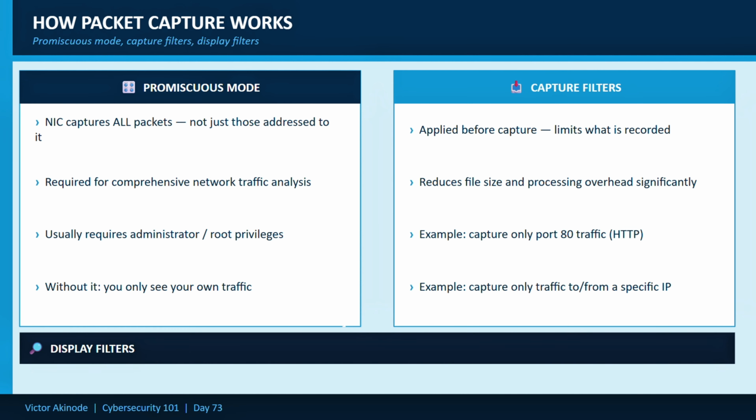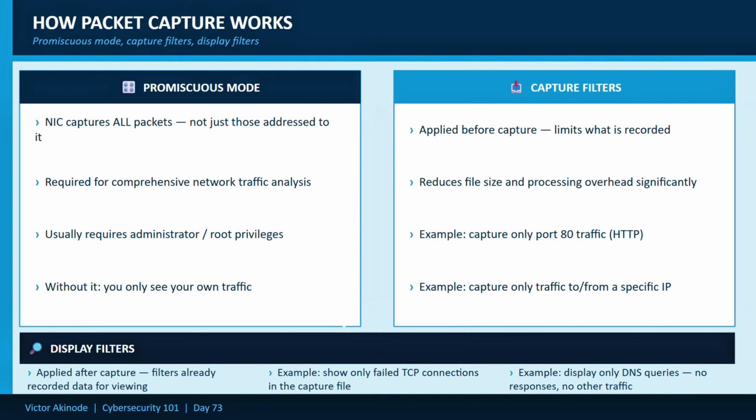The next one is the display filters, and these are applied after capture is complete because they filter captured data for analysis without affecting what was recorded. An example is that they show only failed TCP connections in the capture file, and another one is that they display only DNS queries, that is no responses or no other traffic.